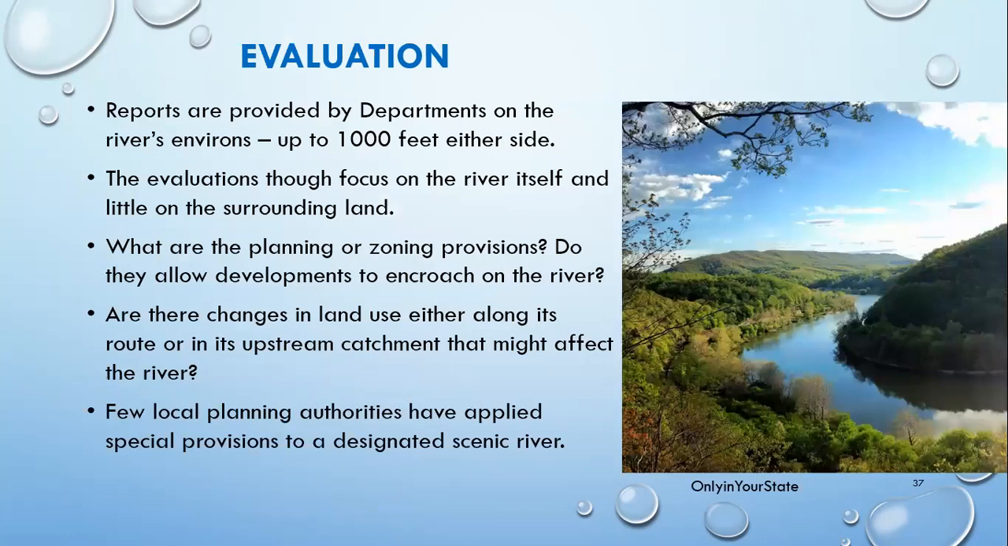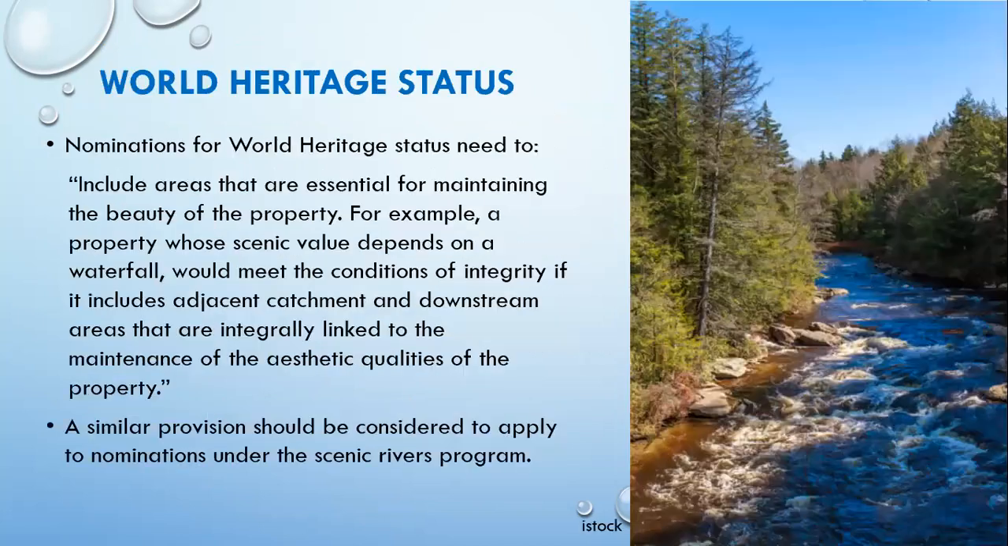Reports are provided by departments on the river's environment, up to 1,000 feet or 300 metres on either side, and the evaluations are focused on the river itself and little on the surrounding land. And I'd ask, what are the planning and zoning provisions? Do they allow developments to encroach on the river? And are there changes that might occur along the route or upstream that could affect the river? Few of the local planning authorities have applied special designations or provisions to a designated river.